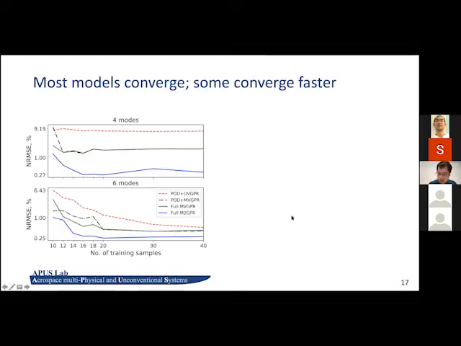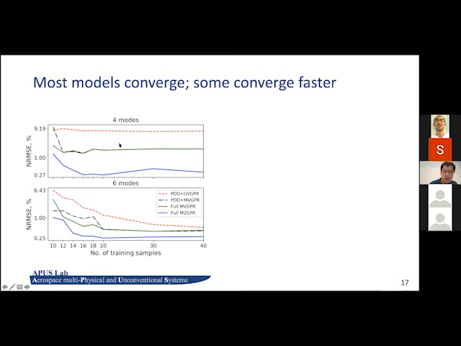Now here's one takeaway I actually want to share. Even if you don't do this high-speed flow, or you just want to try these multi-fidelity models, what we learned in this process is that most models converge, but some models converge faster. What do I mean here? So here we did two tests.